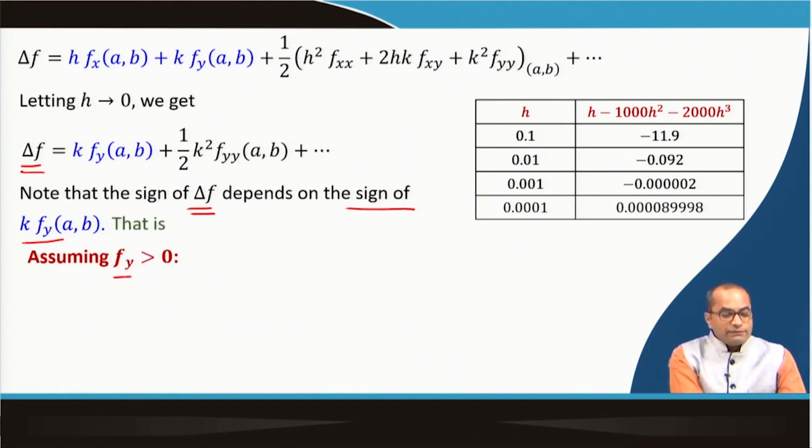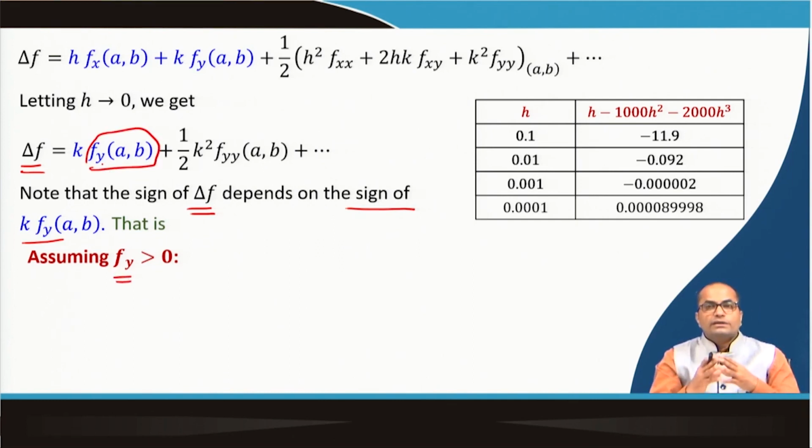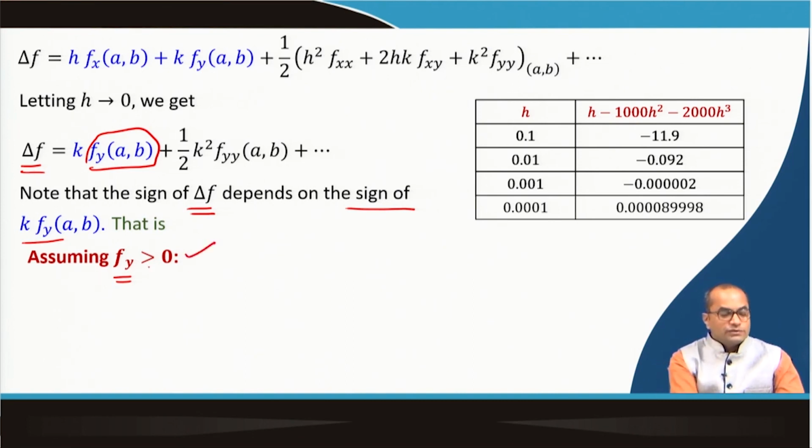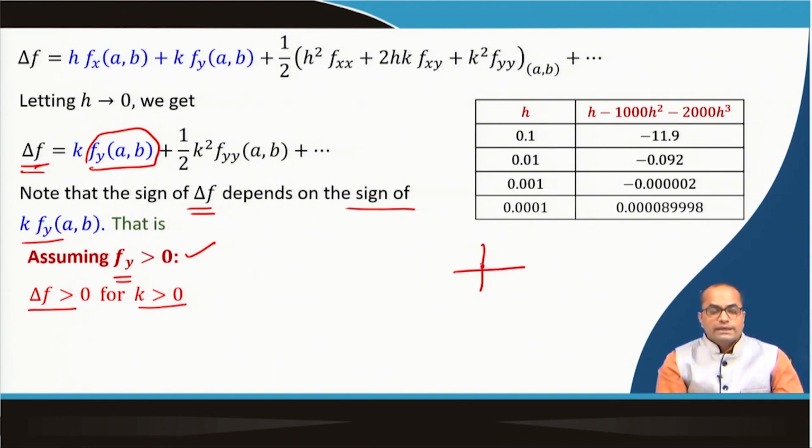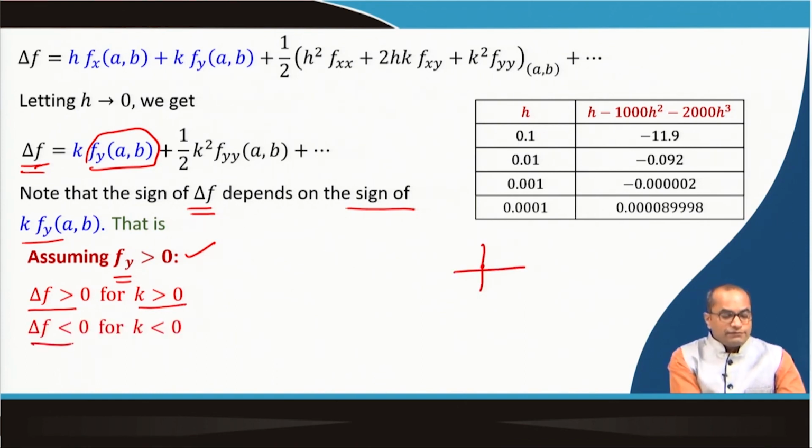So, assuming that f_y is positive, because this is something given. f_y is evaluated at (a, b). It may be positive, it may be negative, we do not know, but it will be a fixed number. So, let us say f_y is positive. In that case, this delta f will be positive if this k is positive, if the neighborhood you have picked is in this positive direction, and delta f will be negative if you choose this neighborhood in the other direction.